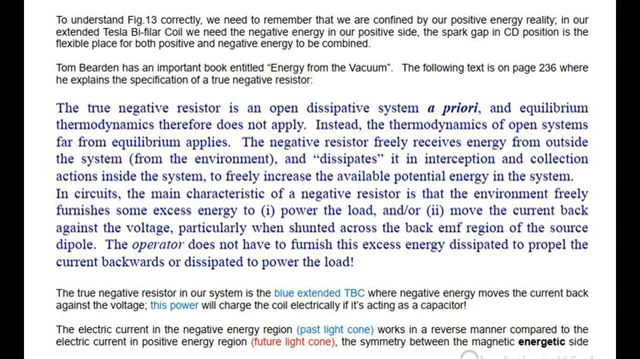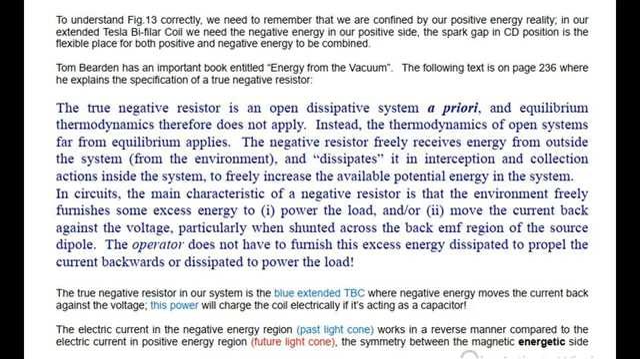In circuits, the main characteristic of a negative resistor is that the environment freely furnishes some excess energy to 1. Power the load, and or 2. Move the current back against the voltage, particularly when shunted across the back EMF region of the source dipole. The operator does not have to furnish this excess energy dissipated to propel the current backwards or dissipated to power the load. The true negative resistor in our system is the blue extended TBC where negative energy moves the current back against the voltage. This power will charge the coil electrically if it's acting as a capacitor.